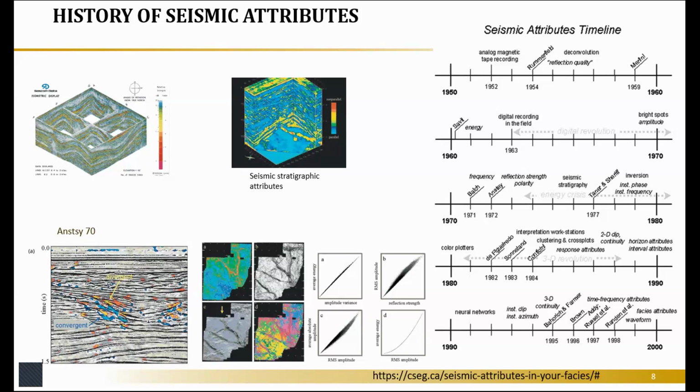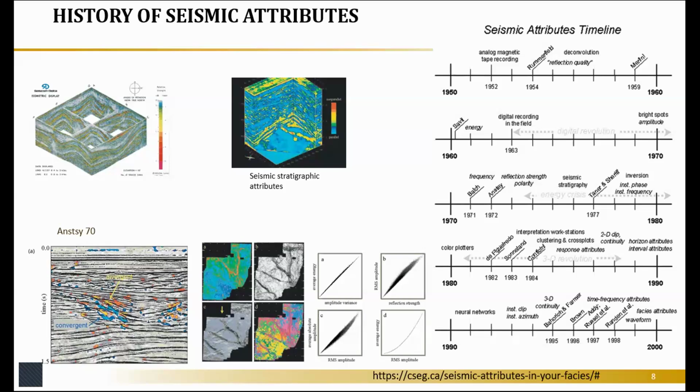As digital recording became available, in 1975 all the recording became digital, so the quality of the data improved. When the data improved, you had the opportunity to notice and investigate the amplitude variation. So the first seismic attribute was reflection amplitude, which of course is still today a very important attribute. This was the change in the history of seismic attributes.